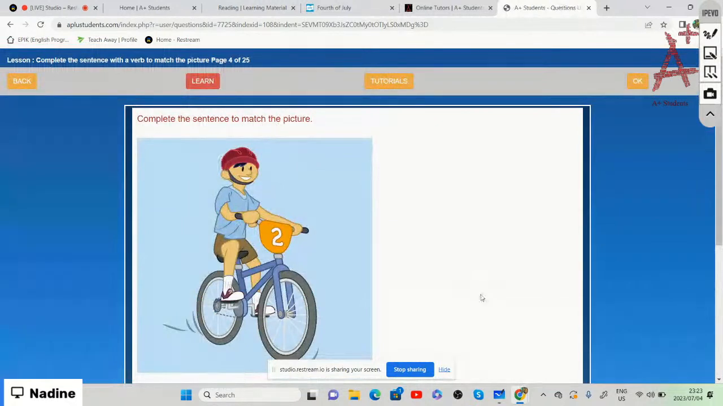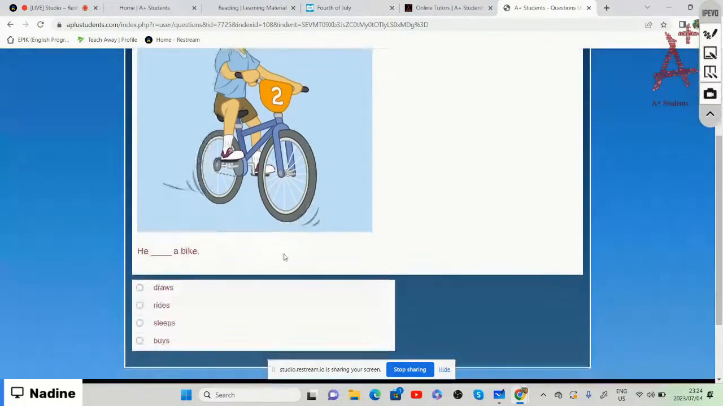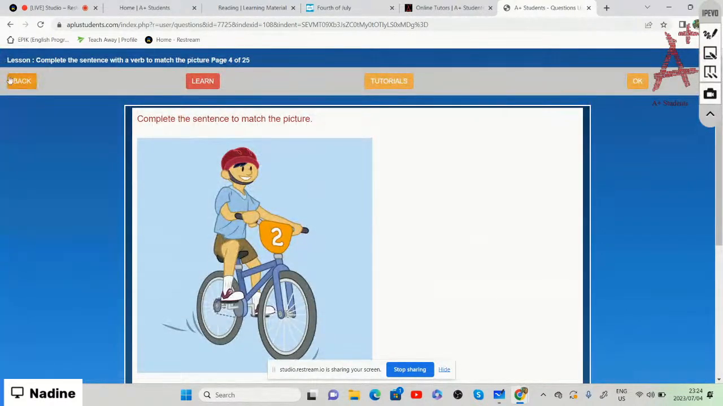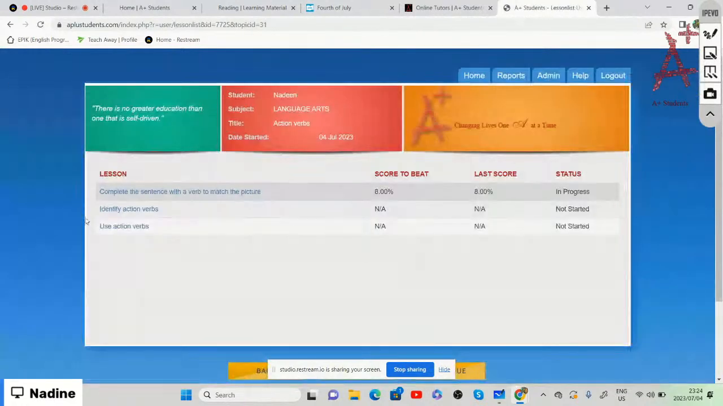So we're only going to do those three, right? And then you are going to complete the rest. And remember, you need to complete the sentences with a verb to match the picture. So all you do is look at the picture and look at the action of what the person, thing, or animal is doing within the picture, and then you choose the correct answer, or the correct verb, within the options under the pictures in order to answer the question. All right, so now let's go back, and now we're going to identify action verbs. So the next lesson we're going to do is to identify action verbs.